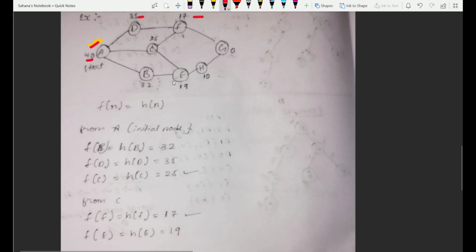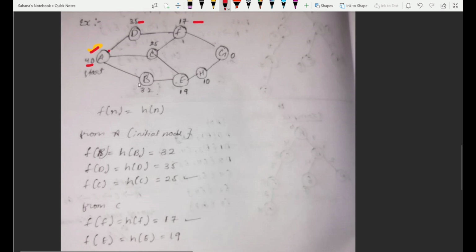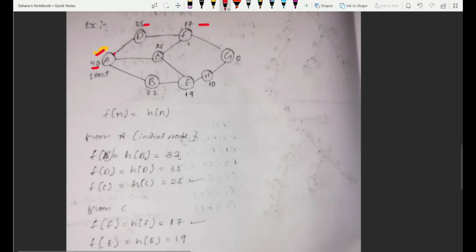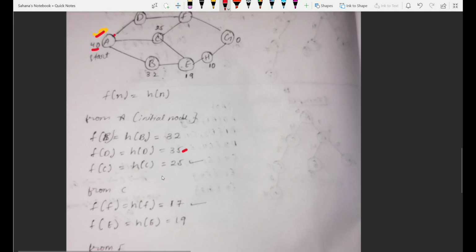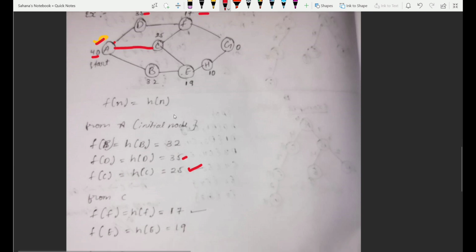From A we can visit the neighbor nodes, that is D, E, B. We'll see their heuristic values. f of B equals h of B, which is 32, f of D equals h of D, which is 35, and f of C equals h of C, which is 25. Among these 3, the lowest heuristic value is 25. So we will take the path from A to C because it has the lowest cost, so it can be closer to the goal node. So we will take node C.